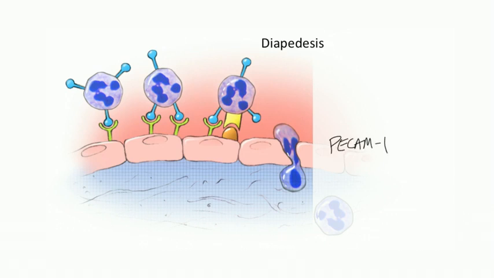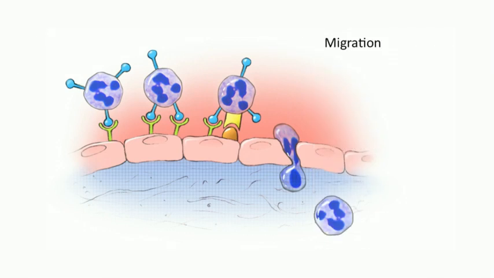PECAM-1 is found on the intercellular junctions between endothelial cells, and it's also found on the neutrophils and monocytes and platelets. Then step 4 is migration, where the leukocyte travels through the interstitium to wherever it needs to go, wherever the injury or the inflammation is.